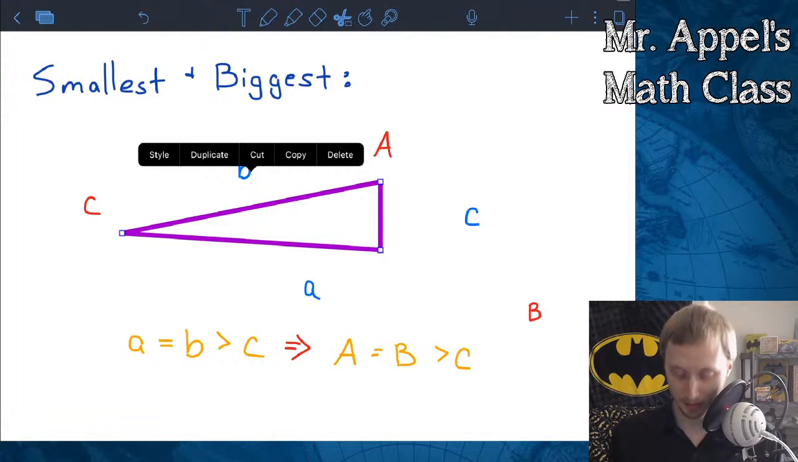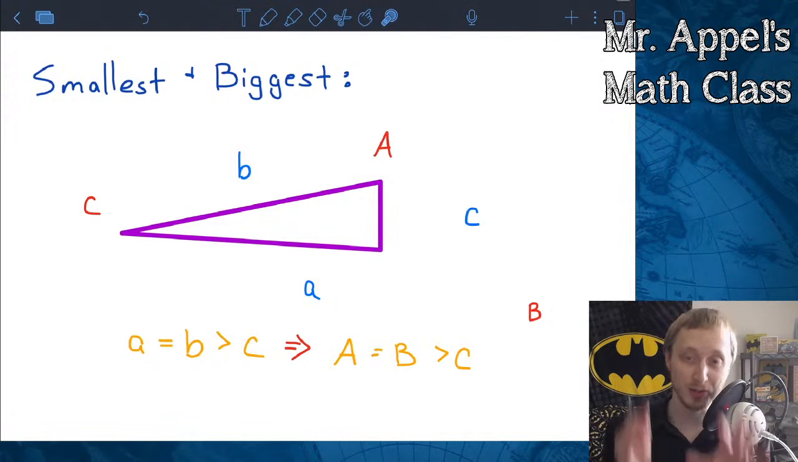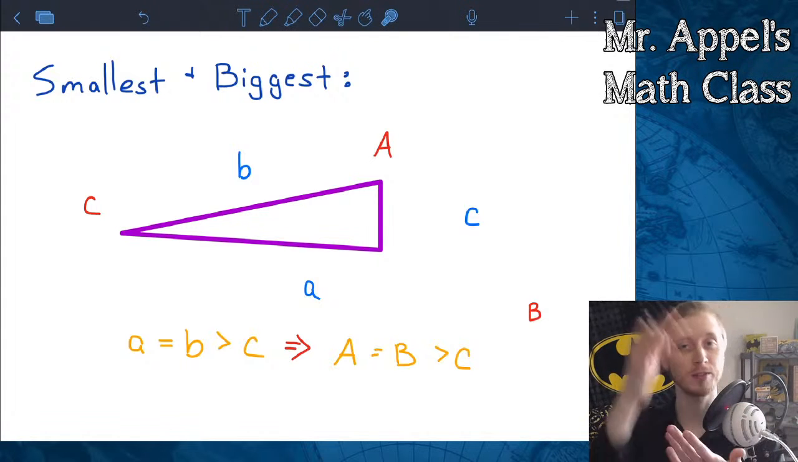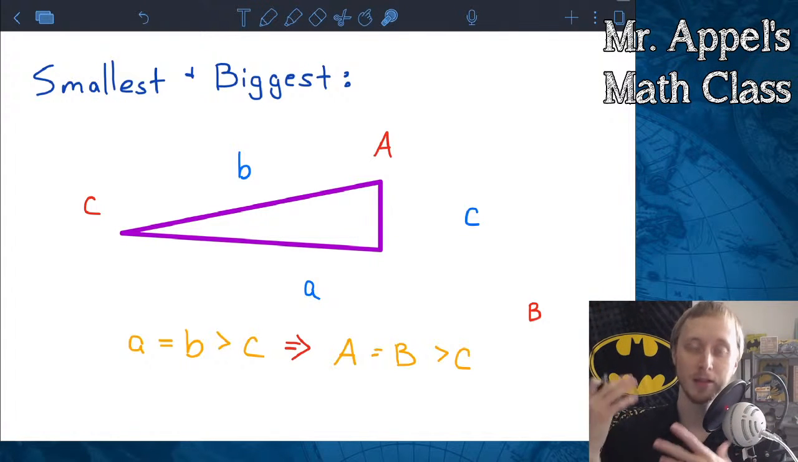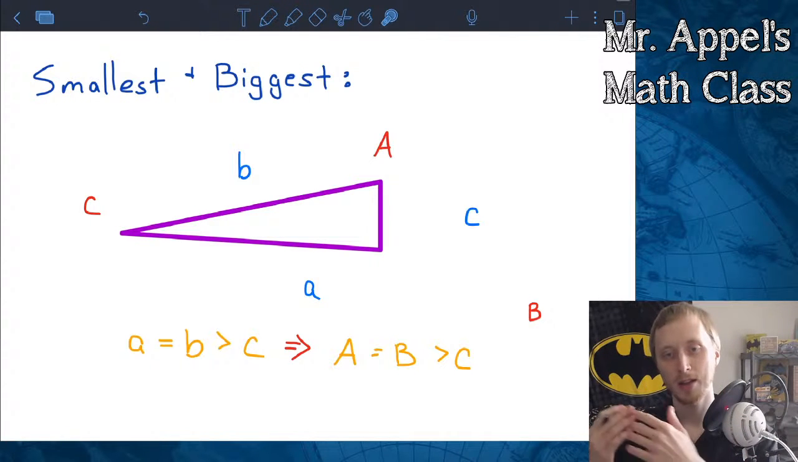Which one is the biggest? They look about equal. And if they are equal, if these sides are equal, then the angles are equal. In fact, that's a property of isosceles triangles. So it still holds up. The smallest side is across from the smallest angle. The largest angle is across from the largest side. That's the takeaway here, that they go in order. As the sides go, the angles go. And as the angles go, the sides go.